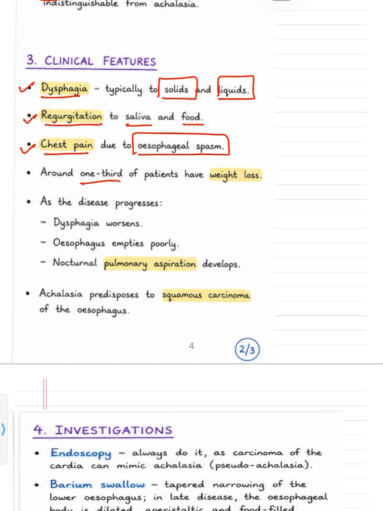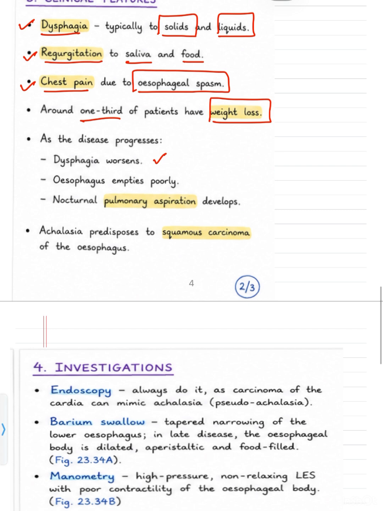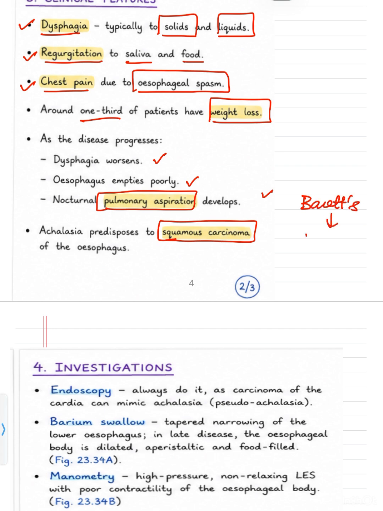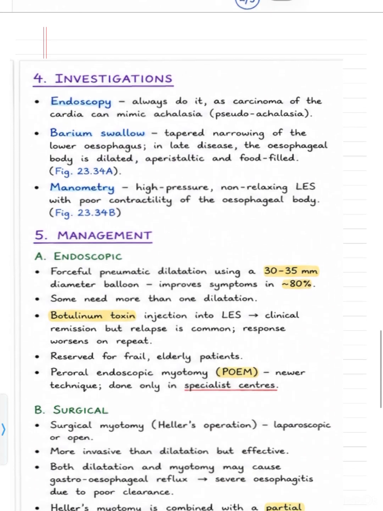Around one third of people have weight loss. As the disease progresses, dysphagia will worsen, the esophagus will empty poorly, and nocturnal pulmonary aspiration can also develop. Lastly, Achalasia predisposes to squamous carcinoma of the esophagus. We have seen that Barrett's leads to adenocarcinoma, while Achalasia leads to squamous cell carcinoma of the esophagus.